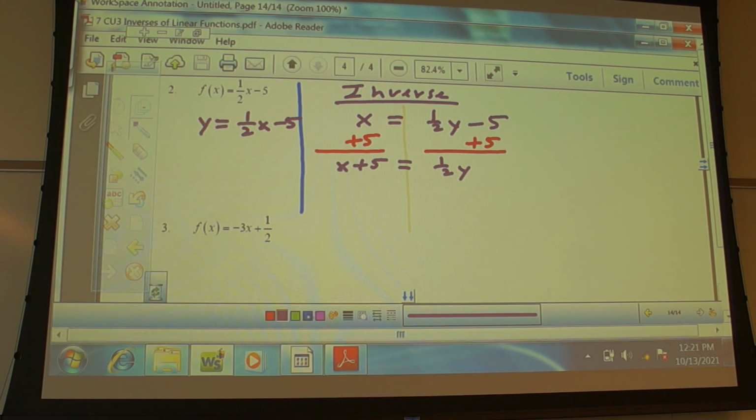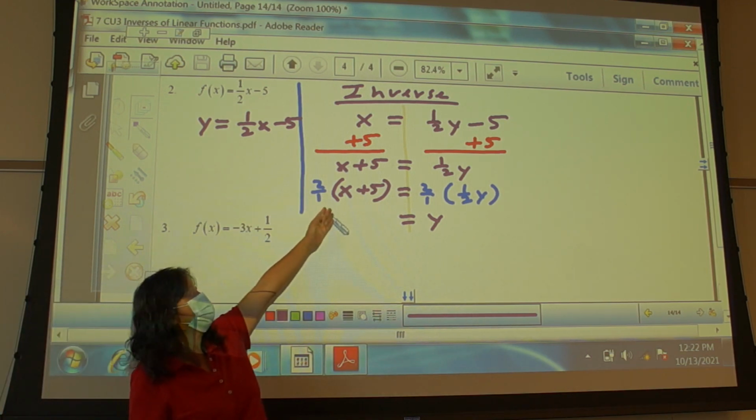And then what do I do? I'm multiplying by 1/2 y, so I need to multiply by the reciprocal. What's the reciprocal of 1/2? 2/1. So I'm going to do x plus 5, I'm going to multiply that by 2/1. It's going to be the whole thing, so you have to put the whole thing in parentheses. This one stays at y. 2/1.